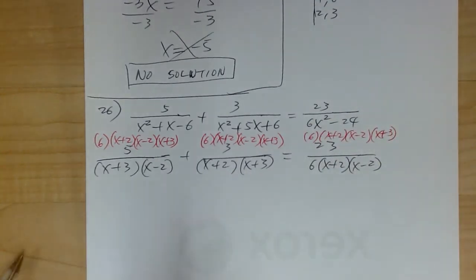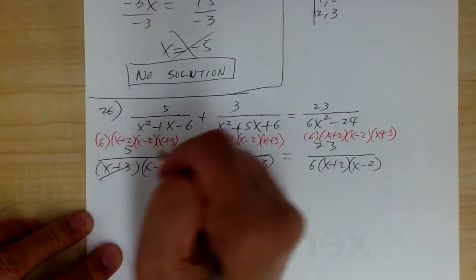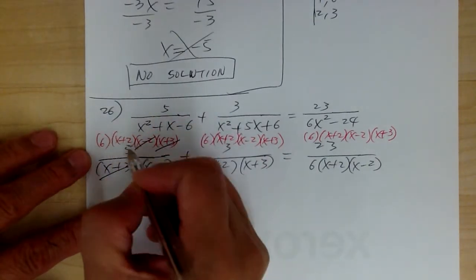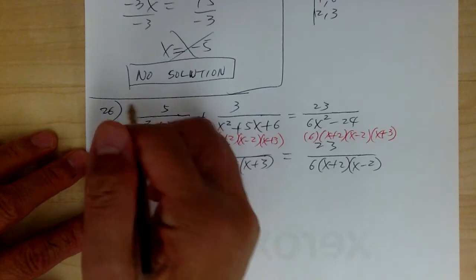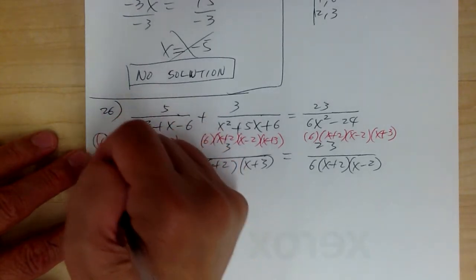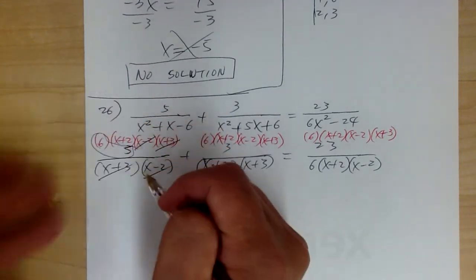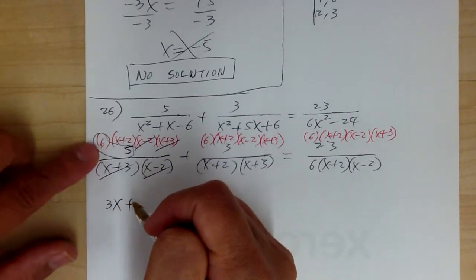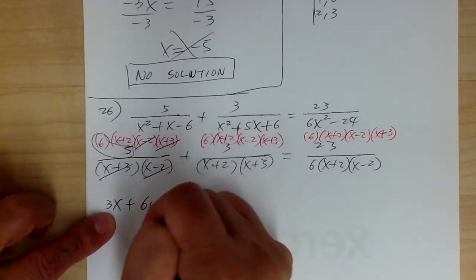Okay, so that's going to start to cancel. So this cancels with this, cancels with that. So when you multiply, again, multiply this first. So 5 times 6 gives you 30. So 30 times x would be 30x, plus 30 times 2 would be 60.